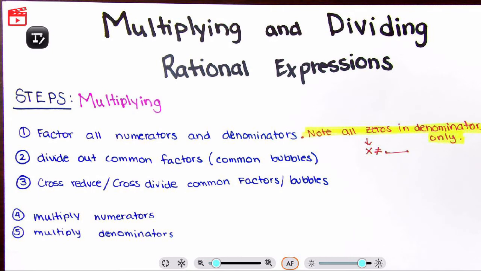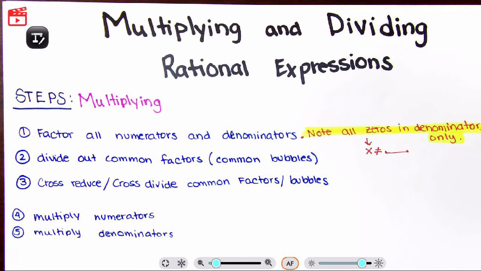Multiplying these rational expressions, the steps are the same as if you were to multiply regular fractions. There are just a few little hiccups in the middle to clarify or simplify a little bit more since we are dealing with polynomials. But it's pretty much the same.